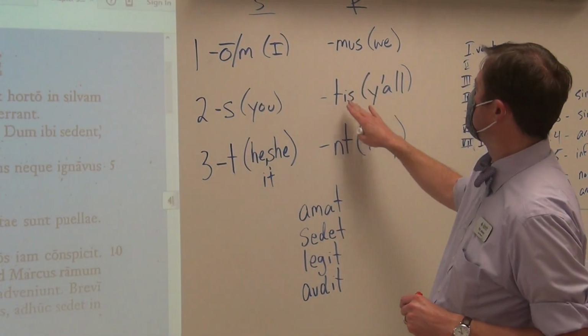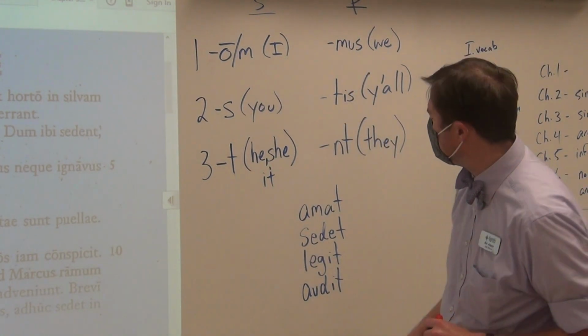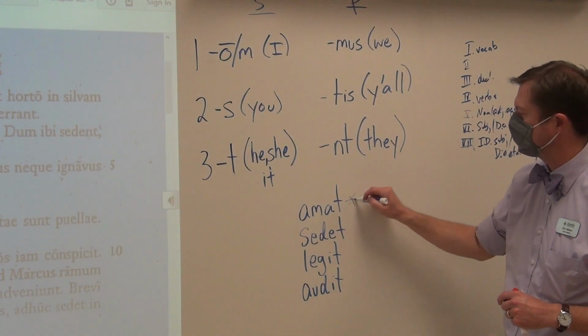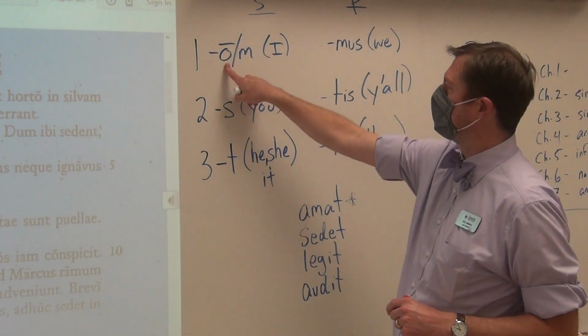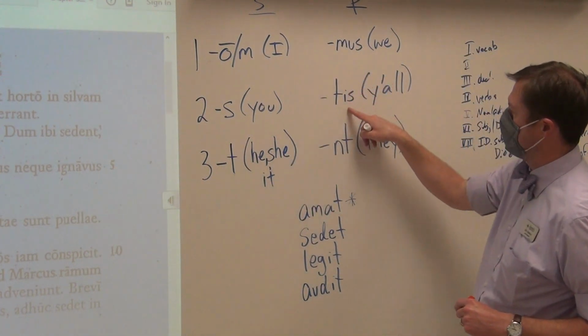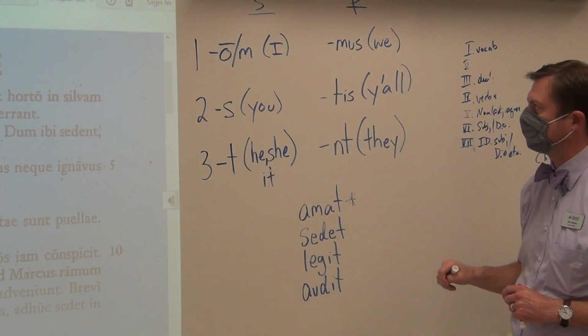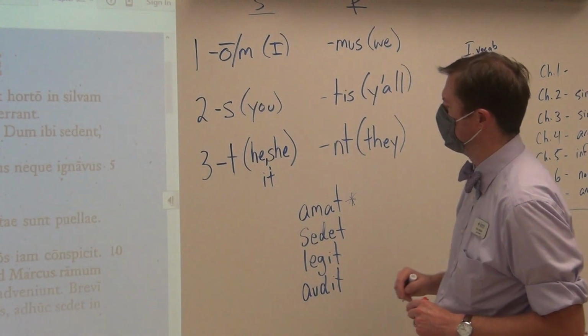O, S, T, mus, tis, nt. So if I were to take one of these, and let's go ahead and take amat, it would be amo, amas, amat, amamus, amatis, amant. All we're doing is replacing the ending with the various different ones we have here.